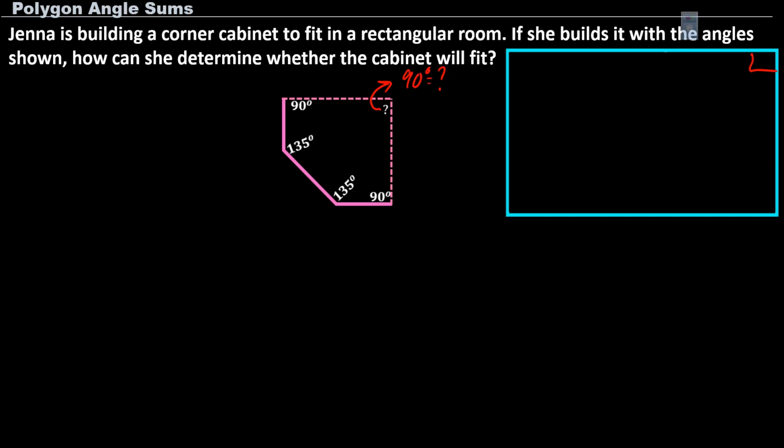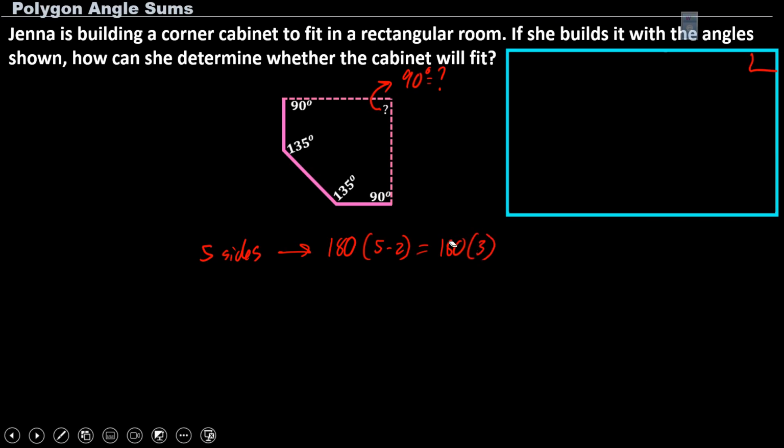Well, how do we do that? Let's look at how many sides this shape has. It has 1, 2, 3, 4, 5 sides. Which means the interior angle sum here is 180 times 5 minus 2. So 180 times 3, which is 540.